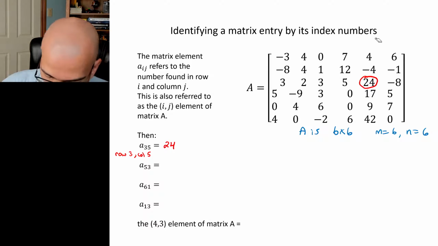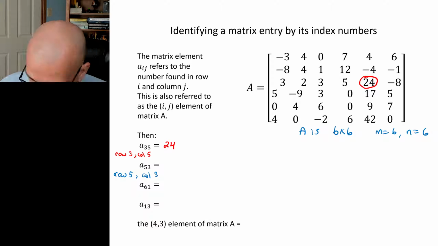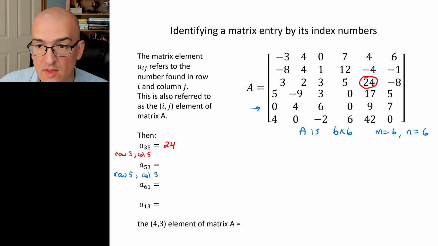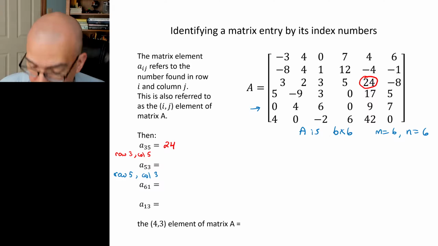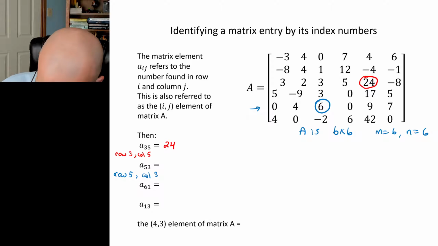All right. Now the next one, A53. That's row 5, column 3. So I go to the 5th row, which is this one, and I go to the 3rd column, which is here. So 6 for that one.